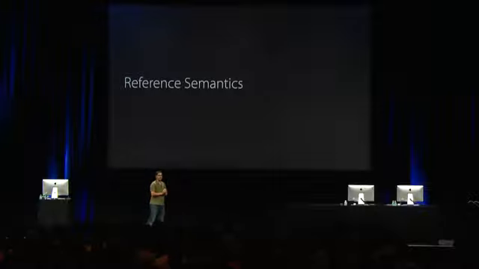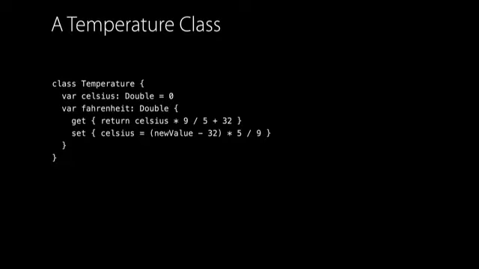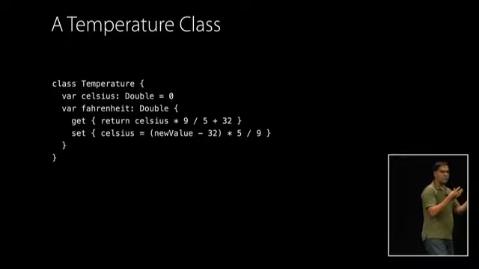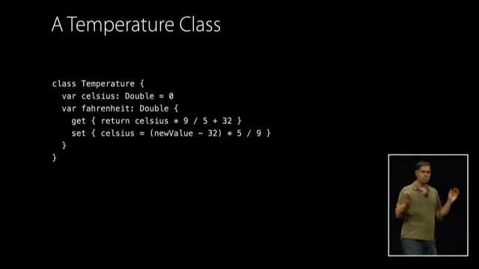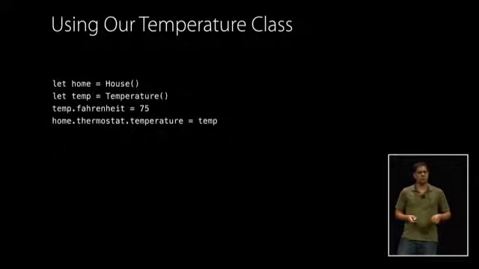Reference semantics. So the way into reference semantics in the Swift world is, of course, to define a class. Here's a very simple temperature class. We're storing our temperature value in Celsius. We want to have this nice computed Fahrenheit property so that we can always get to it with the correct unit. Simple, abstracted version of a temperature. Let's try to use it in some simple code.